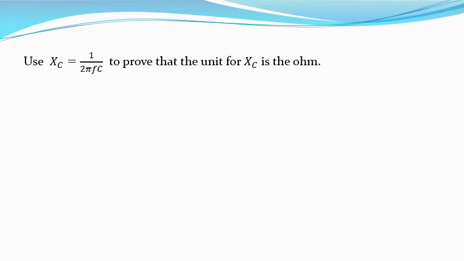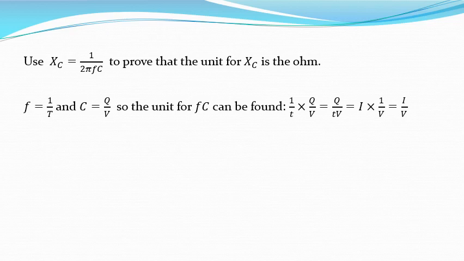Let's just look at this relationship a little more, just to prove that the unit for this is also the ohm. Previously it was straightforward that we were dividing voltage by current, and therefore we would have a unit of ohms. So if we look at frequency first, since frequency is 1 over the period and capacitance is charge over voltage, the unit for frequency times capacitance can be found by multiplying these two terms together. So we've got 1 over time times charge over voltage.